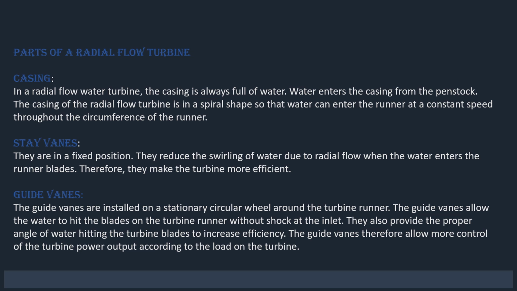And we have the stay vanes. The stay vanes are a fixed component that reduces swirling effects of water, and it helps streamline water flow, increasing turbine efficiency. And we have the guide vanes too. The guide vanes are installed around the turbine runner, so they direct water to hit the runner blades at correct angles to prevent shocks, and they can be adjusted to control power output according to demand.